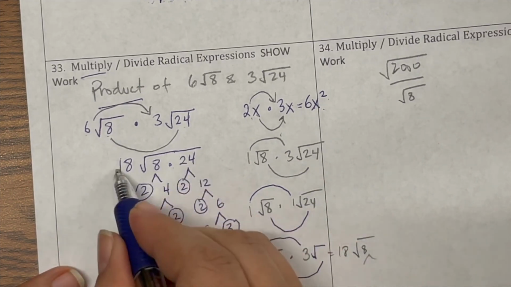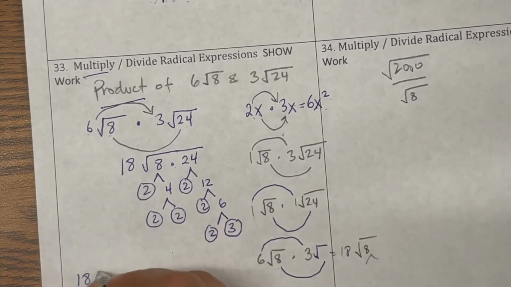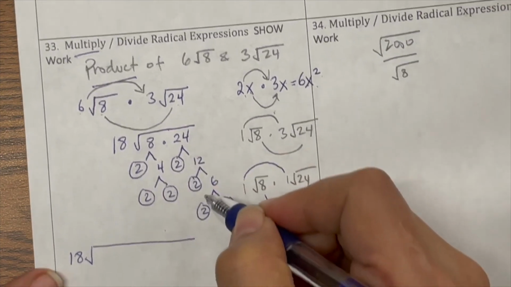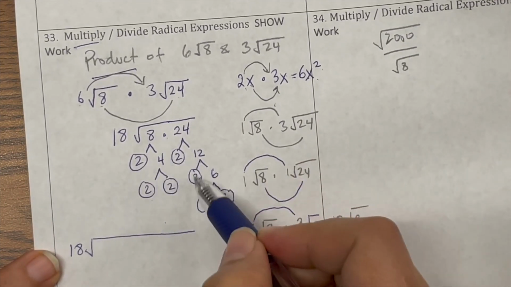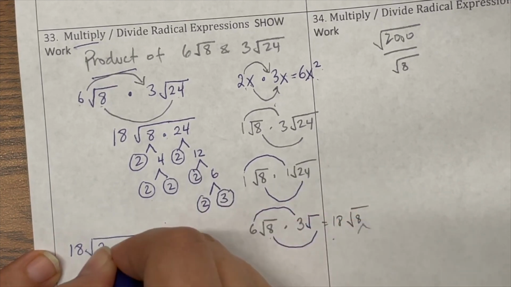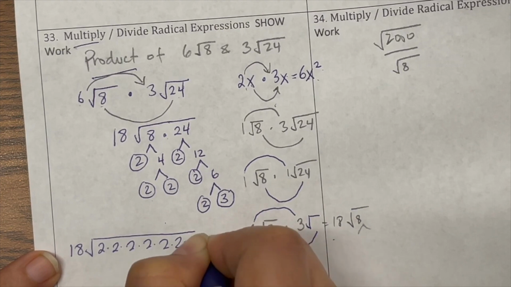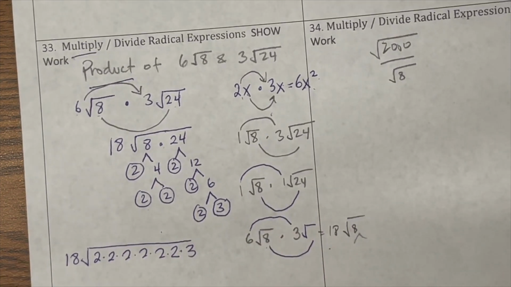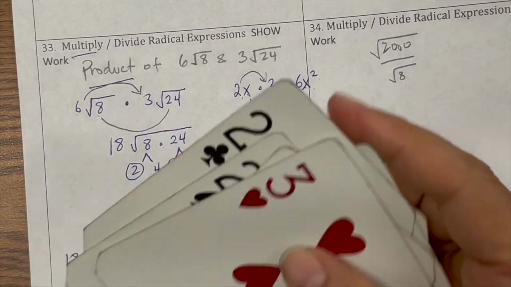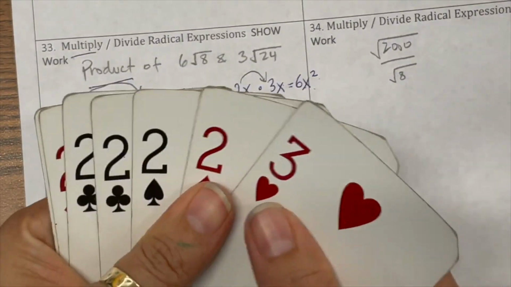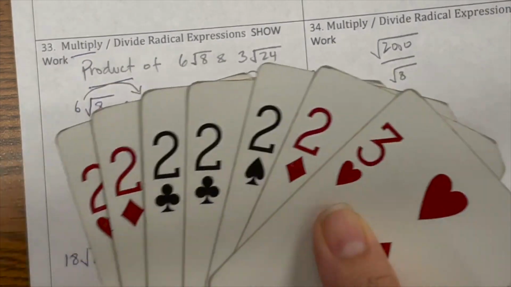All right, I'm going to write this out. So I have 18. Inside the radical, I have all of these in order. Okay, so I got 1, 2, 3, 4, 5, 6. 6 2s and a 3. Okay, so I'm going to give myself those cards. 6 2s and 1 3. So that's what I have right now. So tell me what you see.